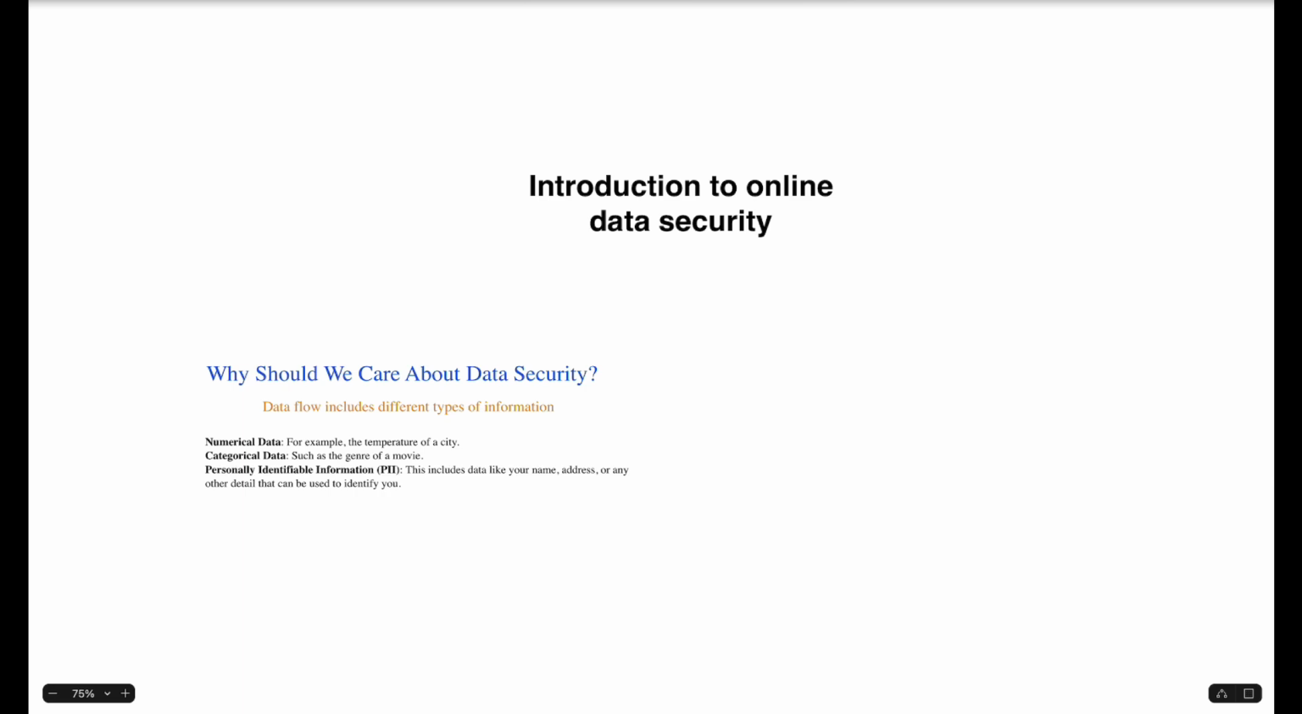But before that, we gotta know data flows and different types of information. So they could be split into numerical data, so this is like the temperature of a city, categorical data like the genre of a movie, and personally identifiable information. This includes data like your name, address, or any other details that could be used as an identifying thing for you. So this is the most important part we're going to be looking at today.